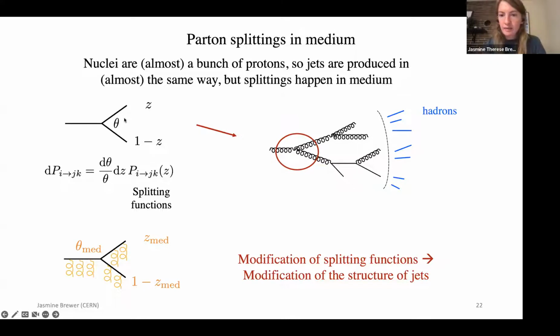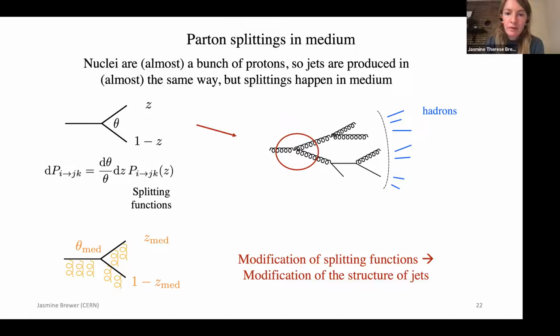It's these successive splittings in QCD which build up jets. Each of these probability distributions tells us how likely it is that you get which type of splitting, and what the angle and momentum of those splittings are. And that builds up the kinematic structure of these jets.